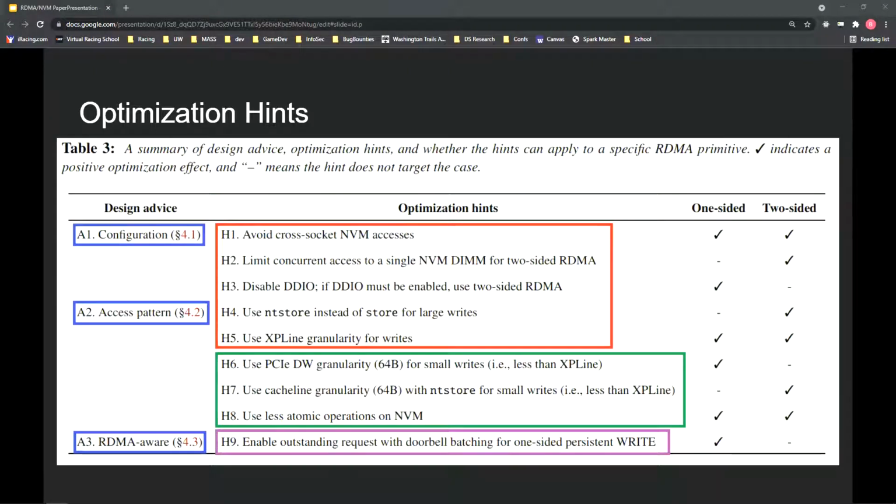These are the optimizations used to achieve the improved write throughput and bandwidth. They're broken down into three categories, which I've labeled here: configuration, access patterns, and RDMA-aware optimizations. Of these, H1 through H5 came from existing studies. H6 to H8 are new optimizations introduced by the authors and were implemented to complement H4 and H5 after some drawbacks were discovered for smaller payload sizes. And H9 is a known RDMA optimization used to minimize the number of requests needed to confirm one-sided persistent writes via a technique called doorbell batching. On the following slides, we'll step through each of these hints, looking at the improvements stemming from each of them as detailed in the paper.